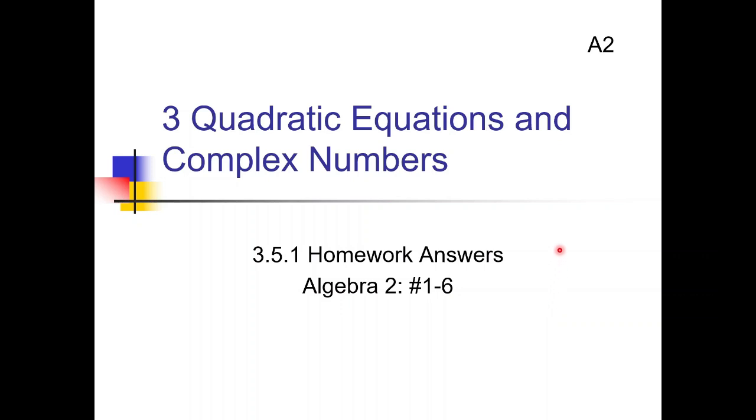Hey there, Mr. Sutton here, bringing you the Algebra 2 3-5 Part 1 homework solutions on solving nonlinear systems of equations. In this one, we'll be focusing on solving with graphing and the substitution method.